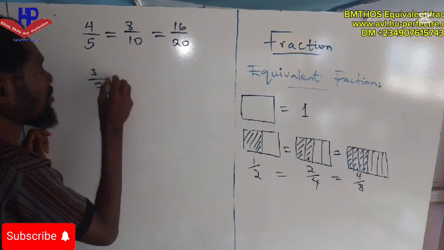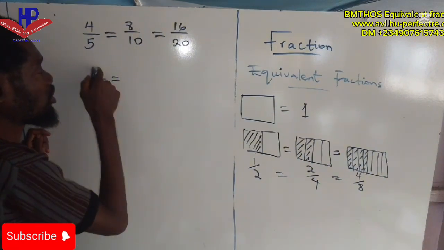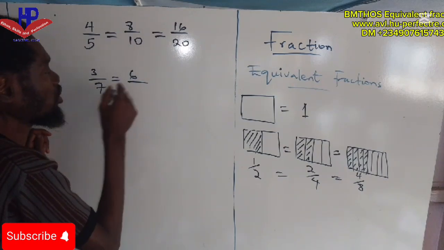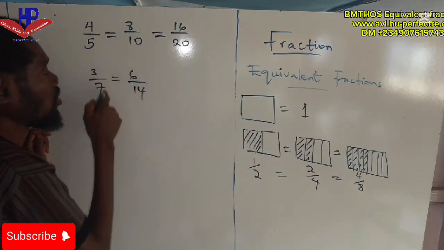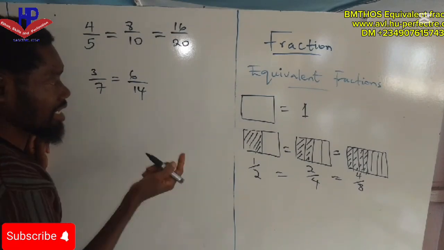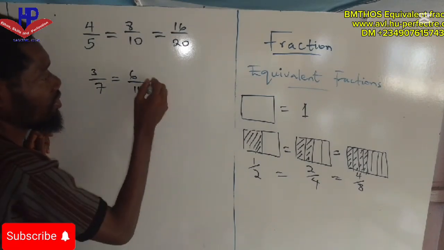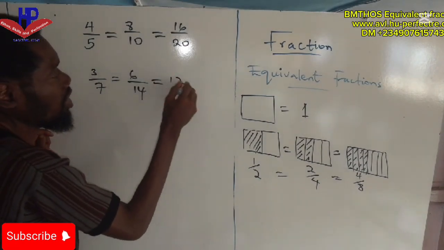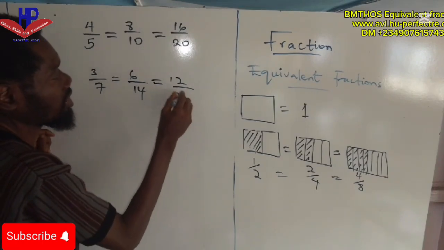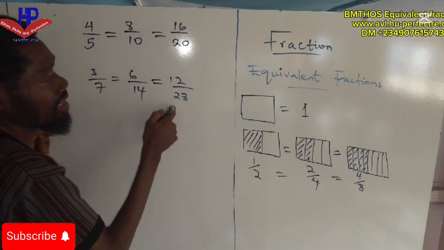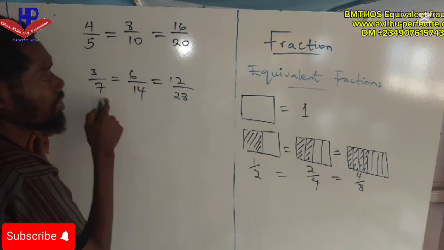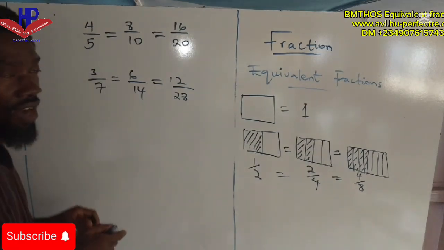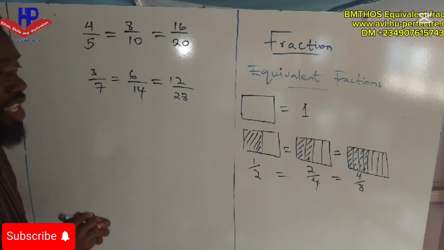Take 3 over 7. Multiply by 2, you have 6. Multiply by 2, you have 14. 6 over 14 is equivalent to 3 over 7. That is how it works. Multiply by 2, you get 12. Multiply by 2, you get 28. 12 over 28 is the same thing as 6 over 14, the same as 3 over 7. They are called equivalent fractions. So you can create your own equivalent fractions.